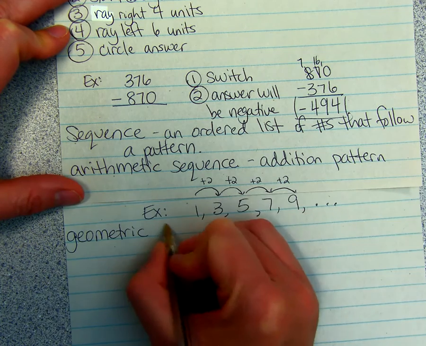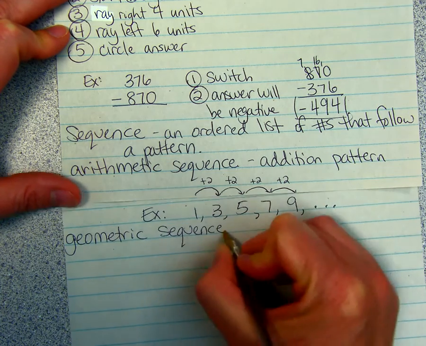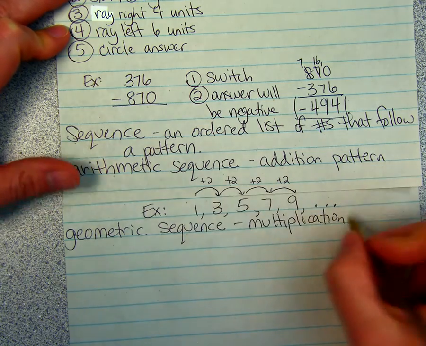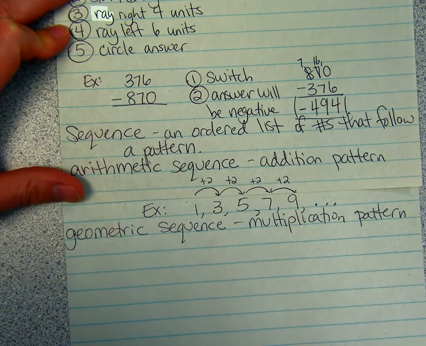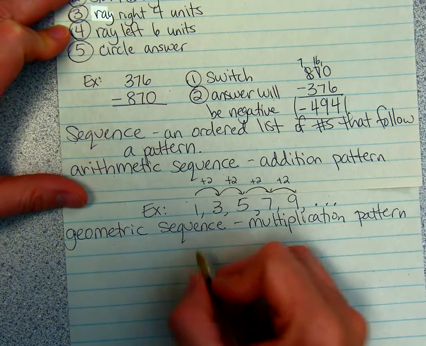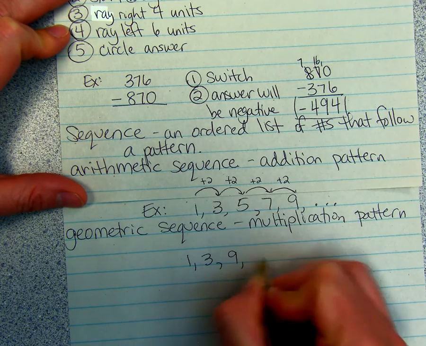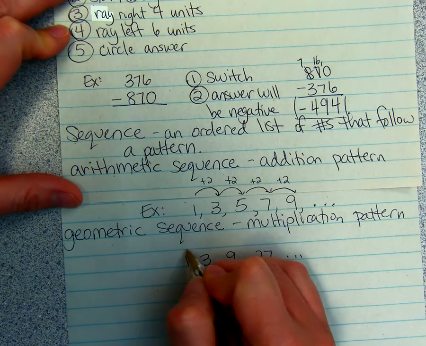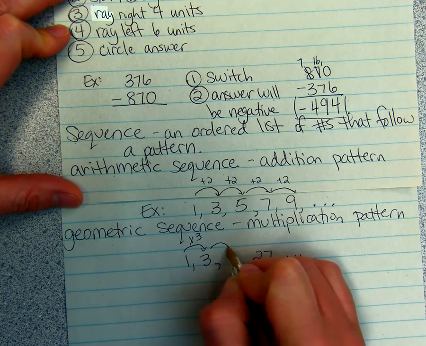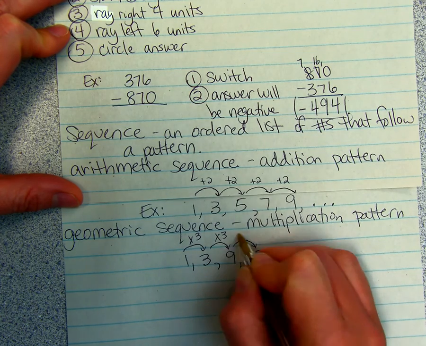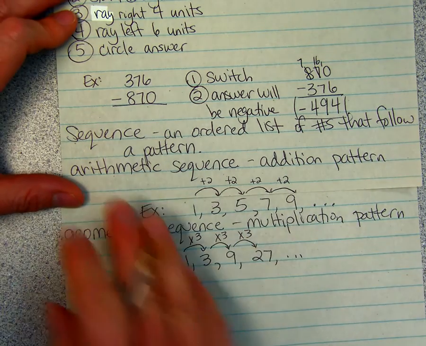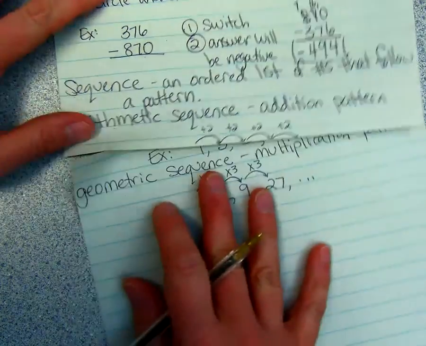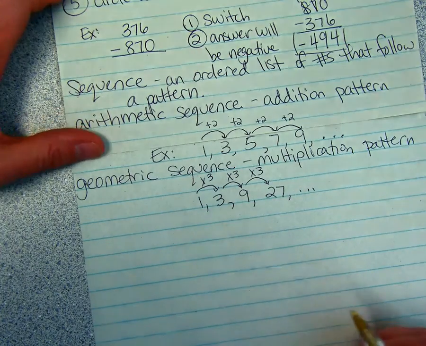The next one is called a geometric sequence. This has a multiplication pattern. So here's an example where if we have 1, 3, 9, 27, and so on, we can see that we are multiplying from 1 to 3. We multiply by 3, from 3 to 9, multiply by 3. 9 to 27, we multiply by 3. So because we're multiplying by the same number, it's called a geometric sequence.